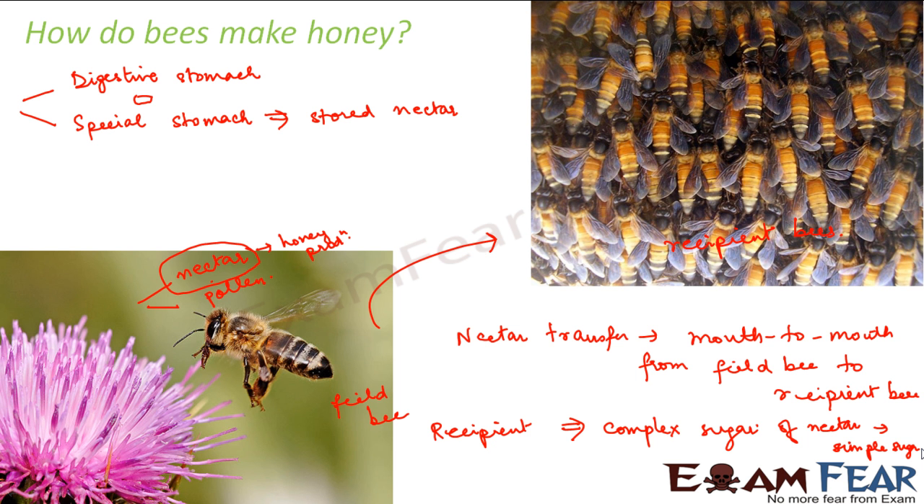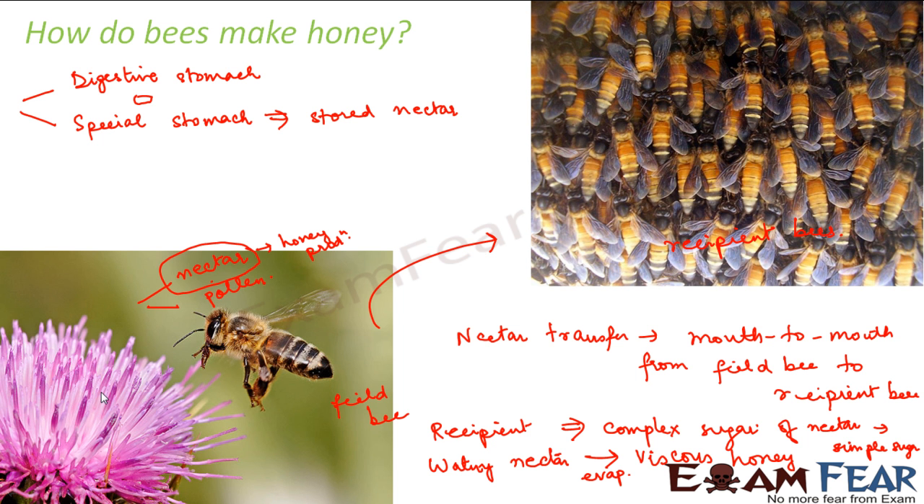The evaporation happens because of the high temperature which is maintained in the hive. So the recipient bees ensure that a high temperature is maintained in the hive so that the evaporation process can take place and the watery nectar can get converted into a viscous honey. So the last step is watery nectar gets converted to viscous honey. How? By evaporation. Right?